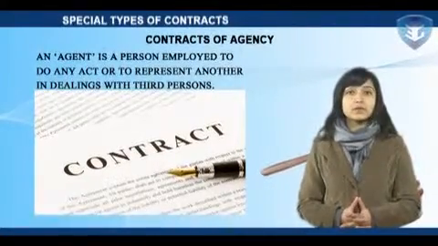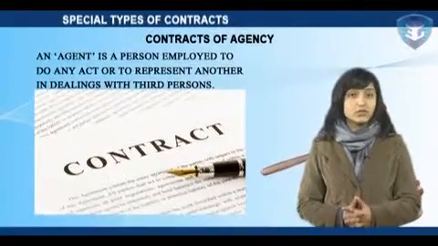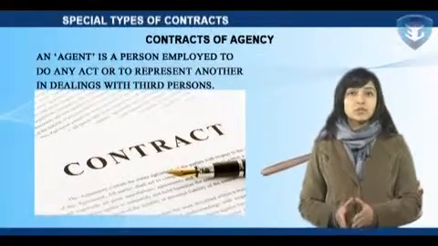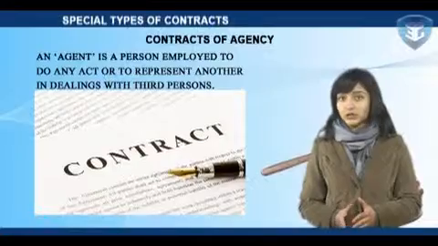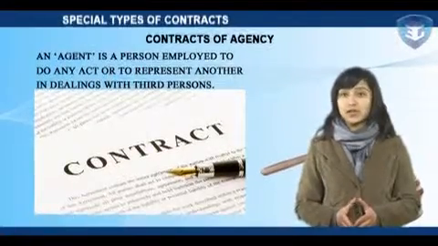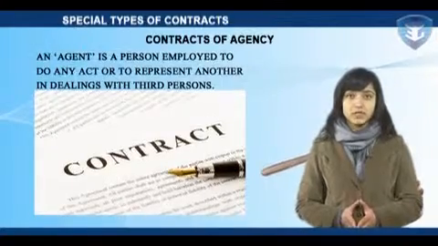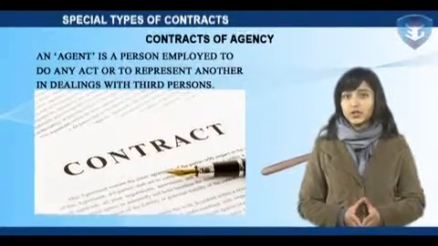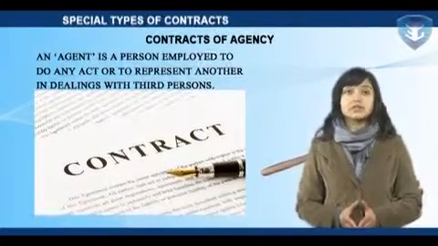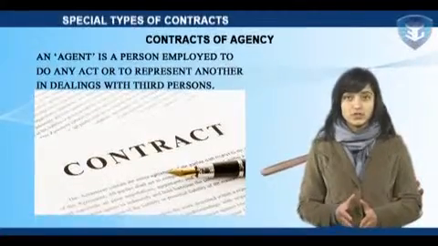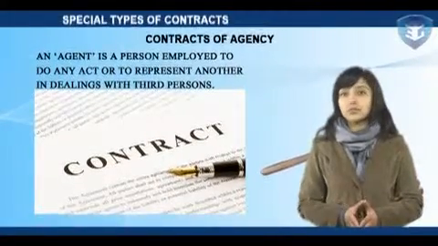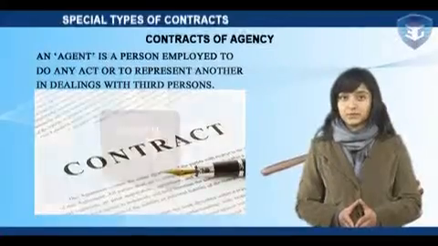It is only when a person acts as a representative of the other in the creation, modification or termination of contractual obligations between that other and third persons that he is an agent. The essence of a contract of agency is the agent's representative capacity coupled with a power to affect the legal relations of the principal with third persons.